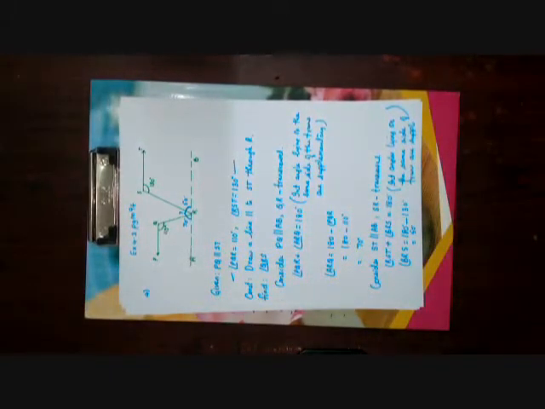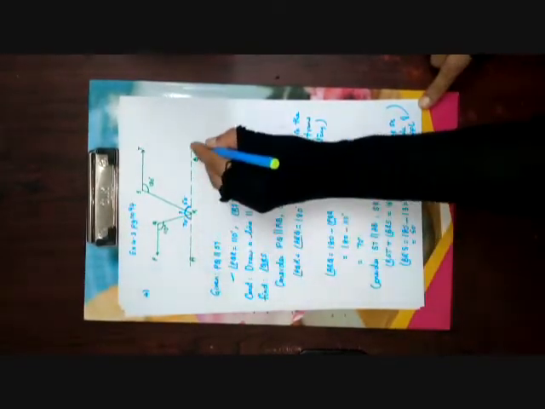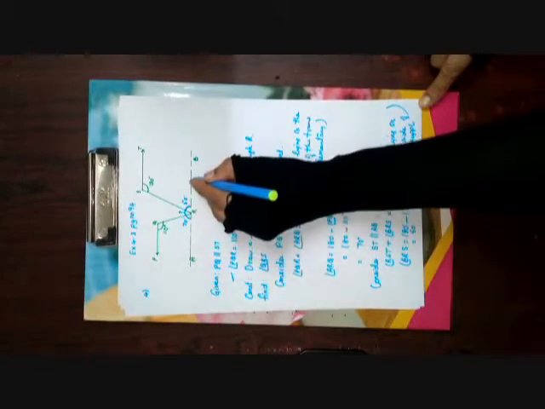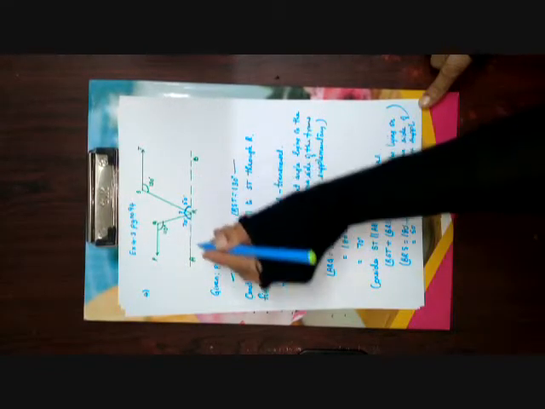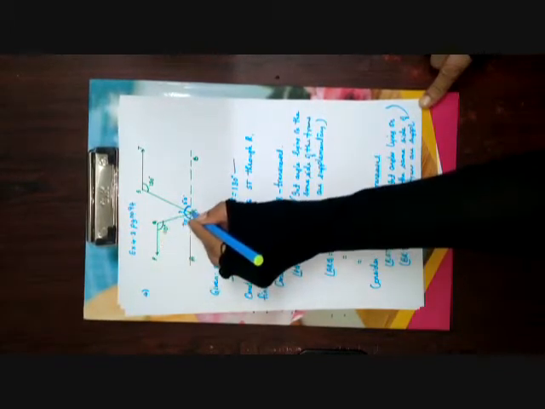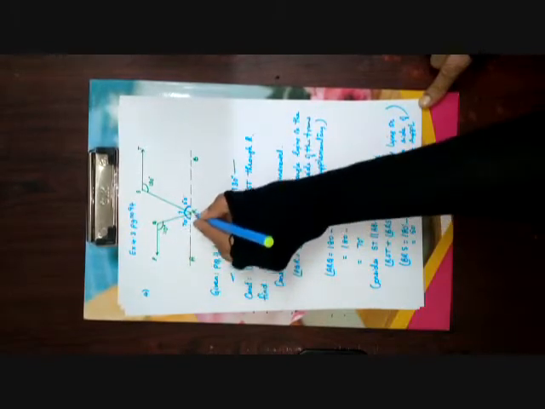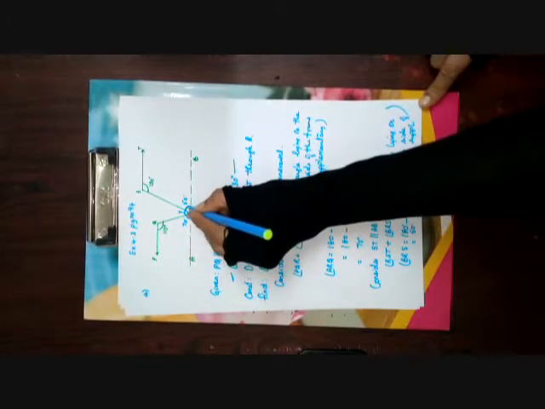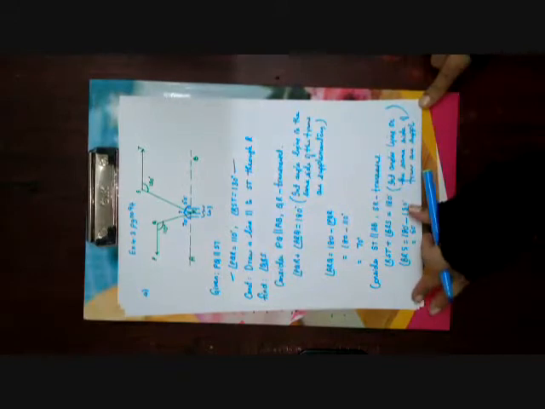Is that clear children? Now if you observe this figure, this line AB is a straight line. What is the angle made by a line? The angle made by a line is 180 degrees. So I will write angle ARQ plus angle QRS plus angle BRS. These three angles, the first, second and third. If I add all of these, I should get 180 degrees. We will write that.